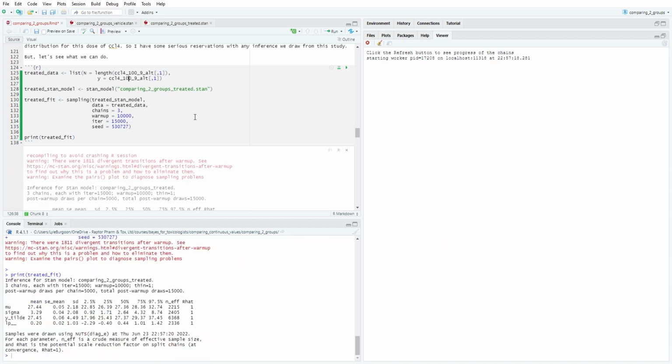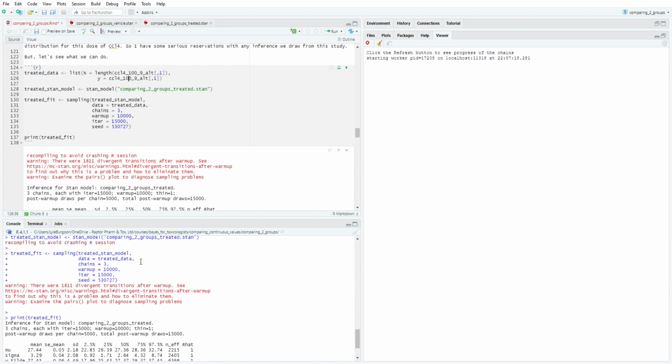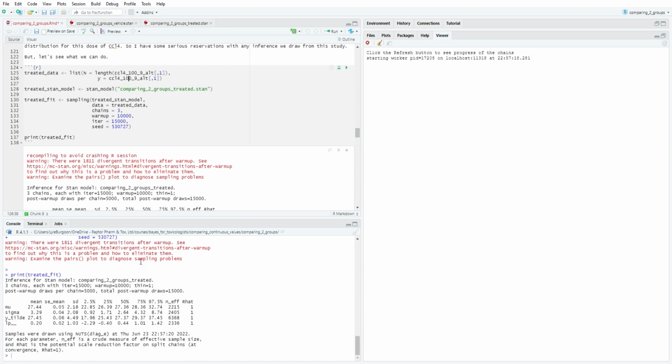It looks like I've got one worker started, got another worker started. Okay, so when I tried to fix it, I just made it worse, didn't I? I have 1,811 divergent transitions after warmup.